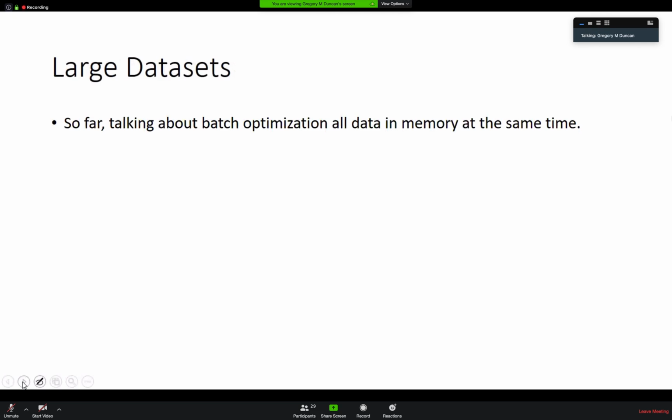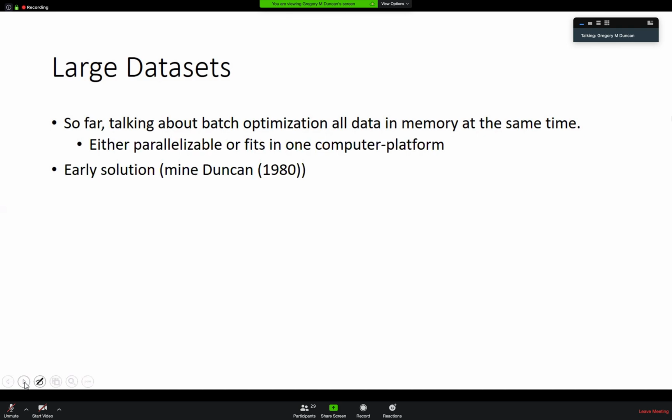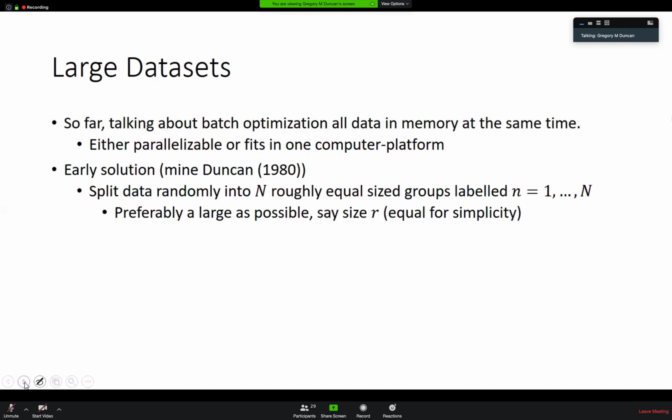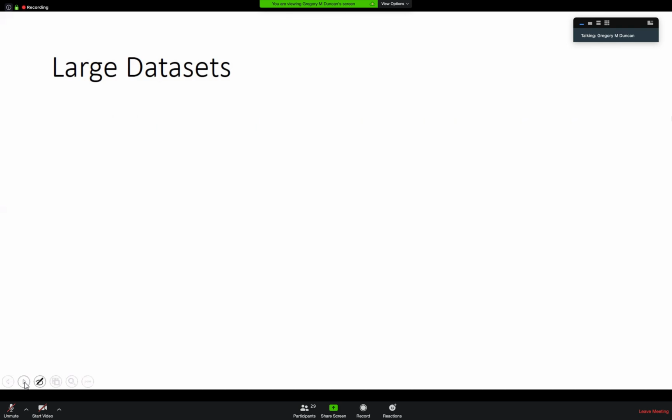So, large data sets. So far, we're talking about batch optimization with all of the data in memory at the same time. That's what batch optimization means. Either it's parallelizable or it fits in one computer platform. I have an early solution, but we don't need to go through that.